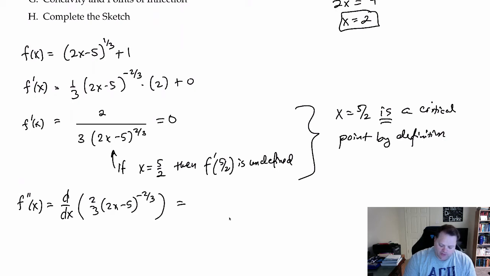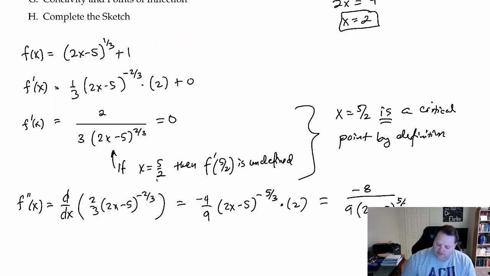So if I take the derivative of that, the -2/3 comes down with the 2/3 that's already there. That's -4/9 times (2x - 5) to the -1. If you subtract 1 from -2/3, you get -5/3. But then I have to do the chain rule, so I multiply by the inner derivative, which is 2. So this ends up being -8/9 times (2x - 5) to the -5/3 power. So here's my second derivative.